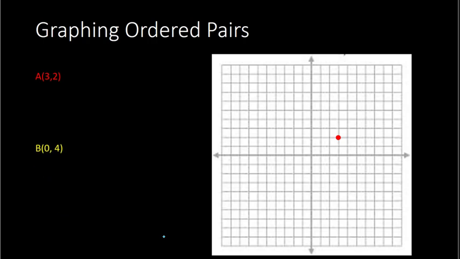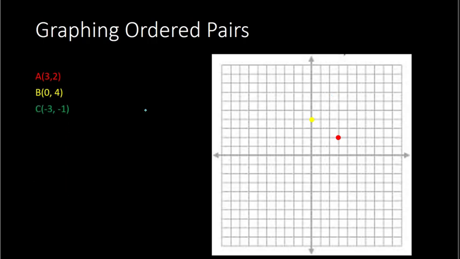Now point B we have at 0, 4. To graph this one, x is 0, meaning on the x-axis, left and right, we do not go over at all. Just stay here at 0. And then y is 4, and is positive, which means I go up in the positive direction 4 spaces. So I do not go left or right, I just go straight up 4 places. It takes me right here to this point. So this point right here is going to be 0, 4.